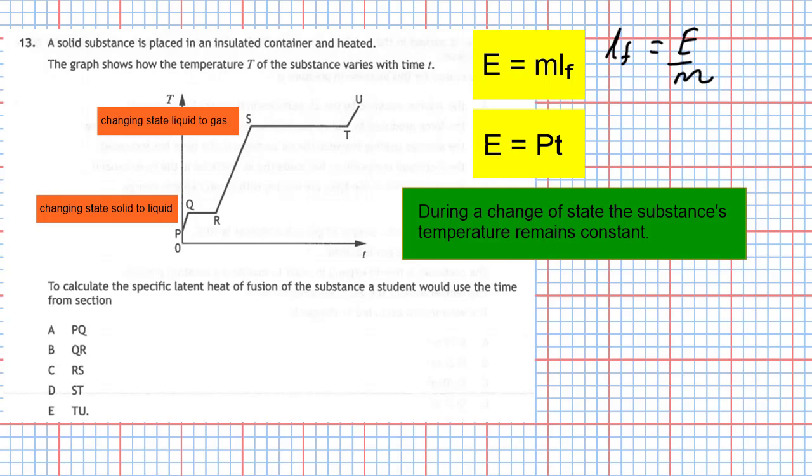Now we're after the specific latent heat of fusion of the substance, so what we'd want to find out is the time along this section here, QR. If we can find that time, we could plug it into E equals PT and then put it into the top equation and find the specific latent heat of fusion. So the answer to 13 is QR, which is answer B.